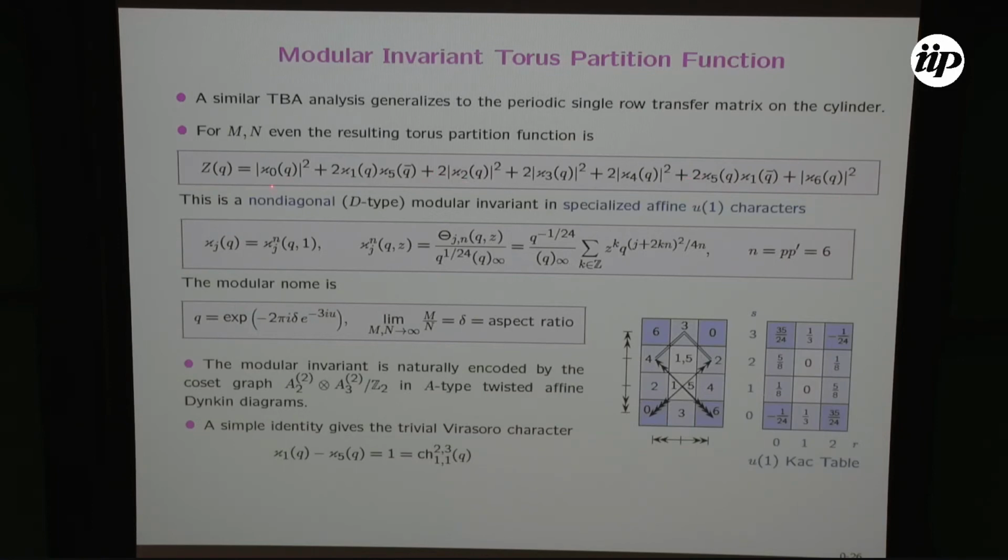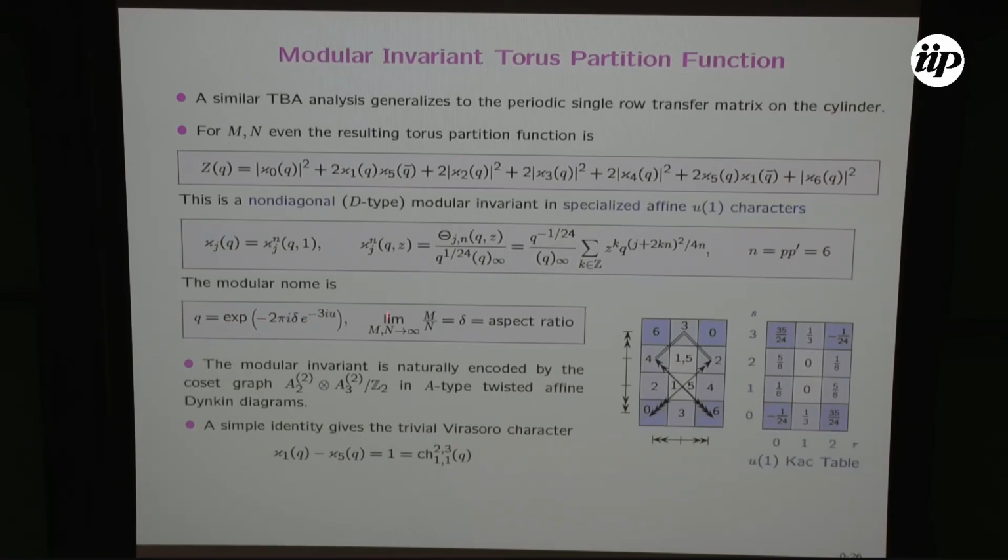You can see it's a sesquilinear form in characters, but these are not the Kac characters. These are specialized affine U(1) characters. The other surprise is that this is not an A-type modular invariant. You might expect these models to have a simple A-type modular invariant, but actually this is D-type. So you can see 1 and 5 come in this way. It's not a simple square of the character 1 squared plus the character 5 squared. It comes in as non-diagonal, that is D-type.